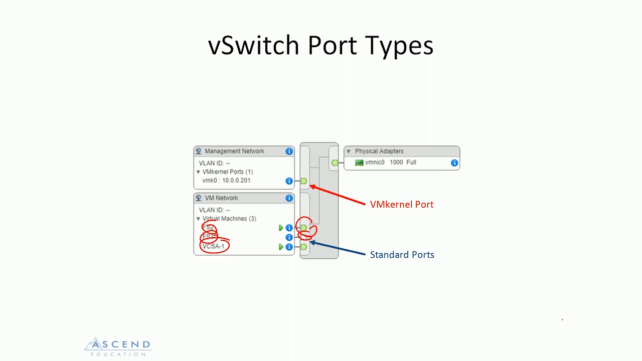VM kernel ports are special ports that are dedicated to just management traffic. Whenever you use the vSphere web client to manage an ESXi hypervisor, you communicate with that host through a VM kernel port. VM kernel ports are also used for virtual SAN traffic as well as clustered traffic. In this example, there's one VM kernel port within the management network port group connected to the ESXi hypervisor host. If you don't have a VM kernel port configured, then you will not be able to communicate with and manage the ESXi hypervisor host over the network.